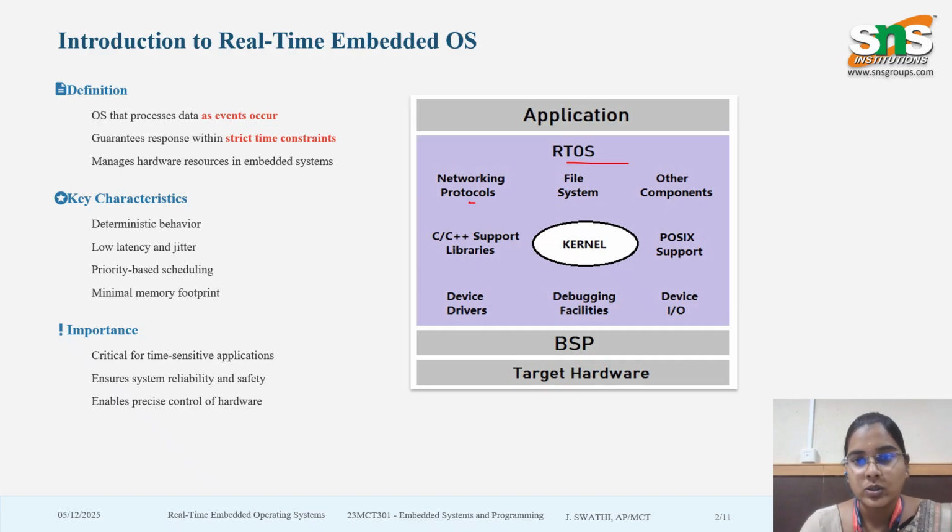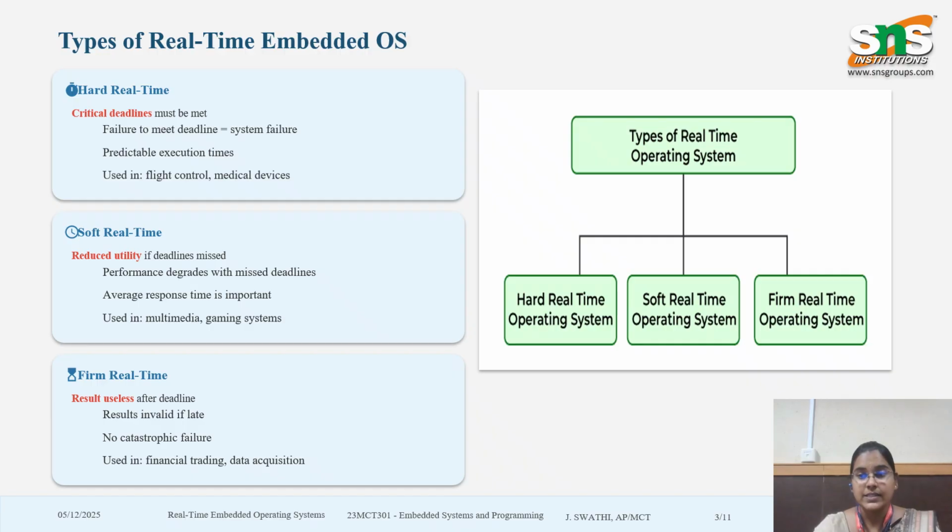It has network protocols, file systems, and other components, and it supports libraries, POSIX, device drivers, and debugging facilities. So these are the applications, and it has the components. The key characteristics are deterministic behavior, low latency, priority-based scheduling, and a minimal memory footprint. Its importance is that it is critical for time-sensitive applications, ensures system reliability and safety, and enables precise control of the hardware. So the main thing is that it performs tasks depending upon the priority.